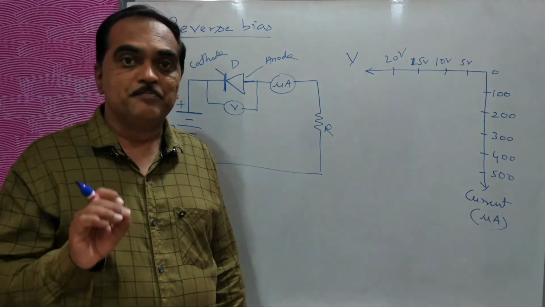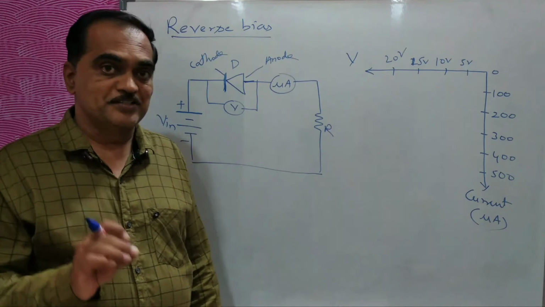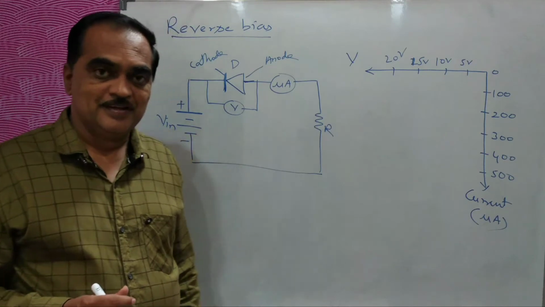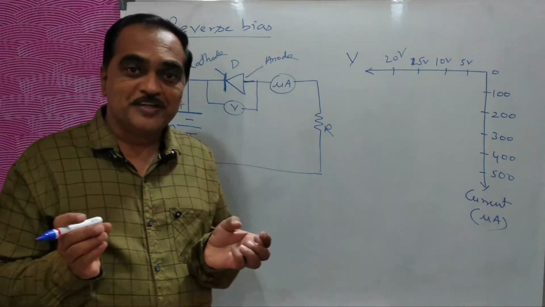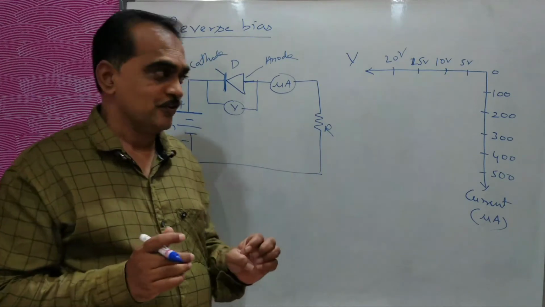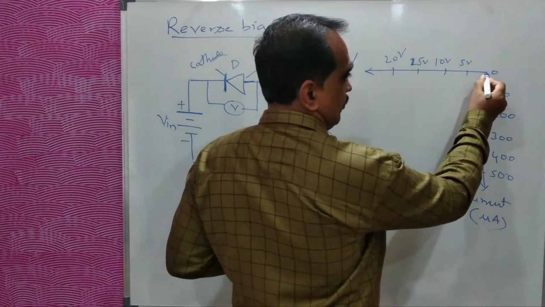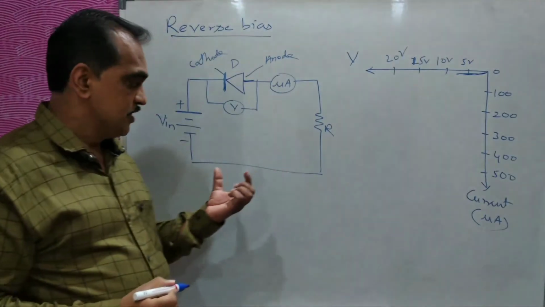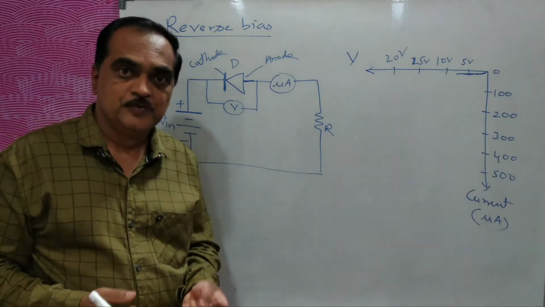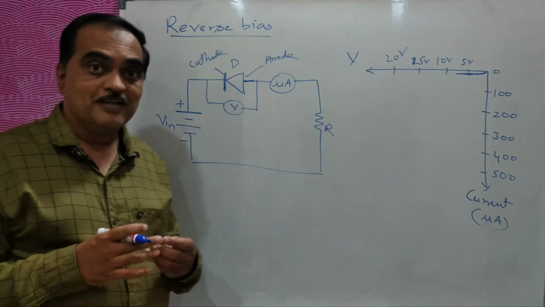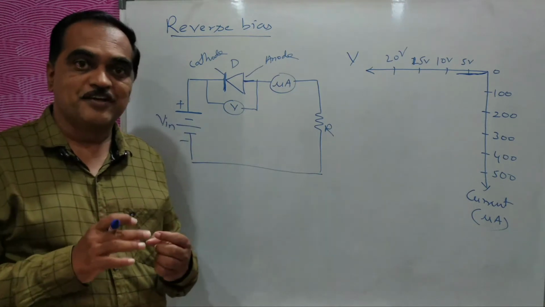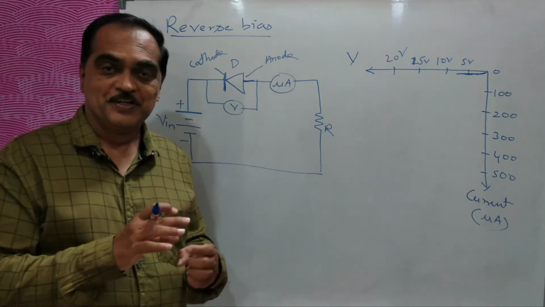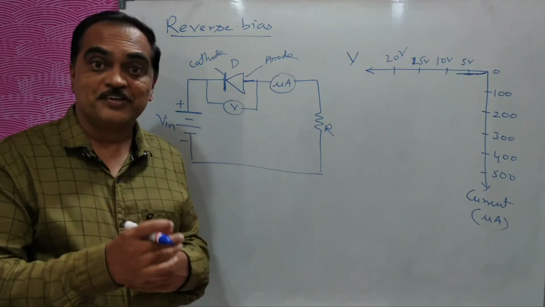For those less numerous minority charge carriers, this configuration will be like forward bias, and the carriers start crossing over. So initially there will be a small current because of minority charge carriers. As you increase this applied voltage, the kinetic energy of the charge carriers will increase, and they hit each other. The electrons hit each other. Once they hit each other, many charge carriers are produced.